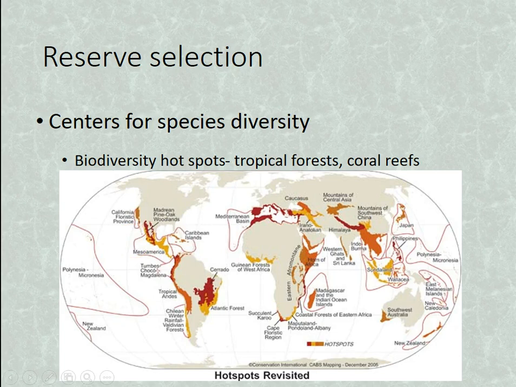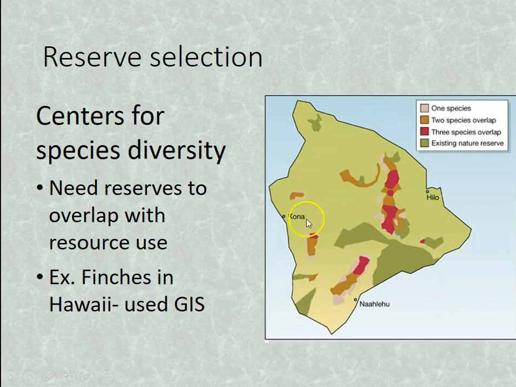And then you can input that into smaller scale. So like this is an island in Hawaii, and they were going to put a new reserve in. And the dark green is where they already have reserves. So what they did was they took 3 different species of birds, finches, and they radio collared them. So GIS is radio collaring.